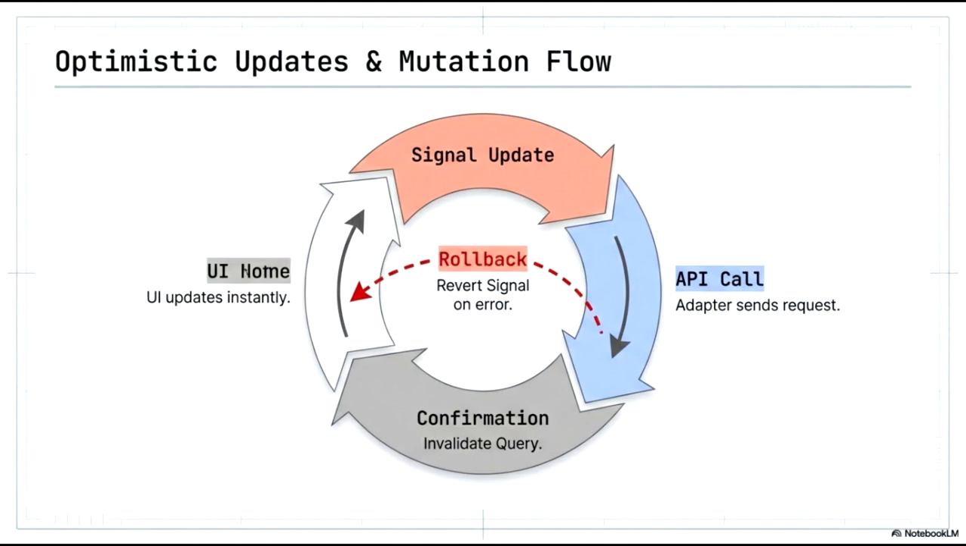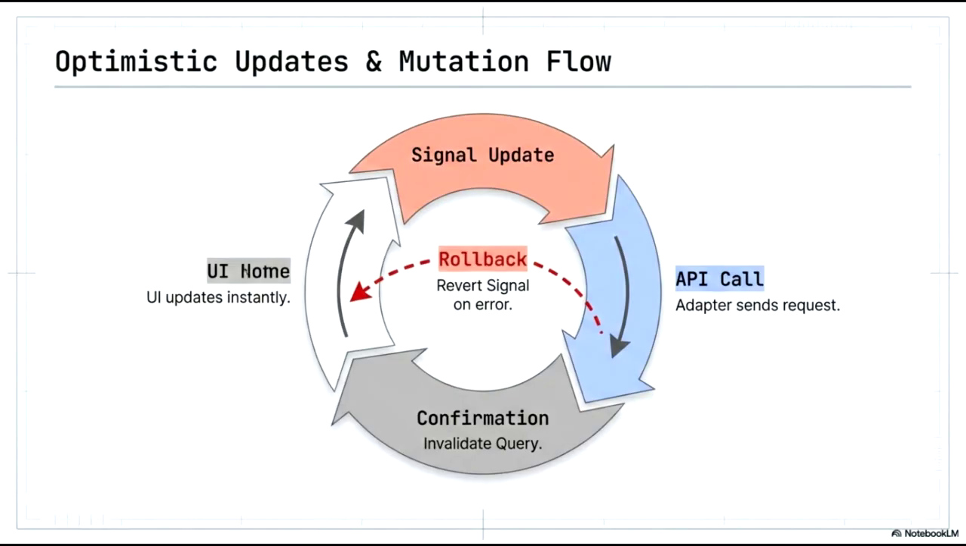Optimistic updates are a key strategy for enhancing user experience by making interactions feel instantaneous. This diagram illustrates the standard flow for managing mutations. It starts with the signal update, where local state is updated immediately in response to a user action. This triggers the UI phase, ensuring the user sees the change reflected in the interface without delay.